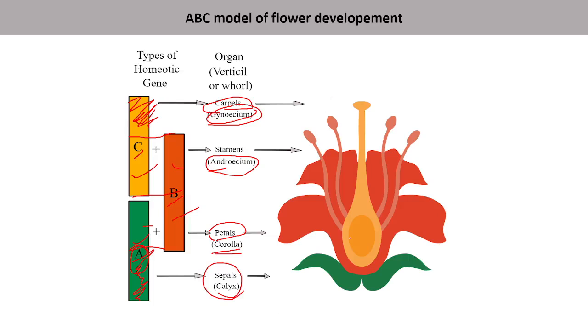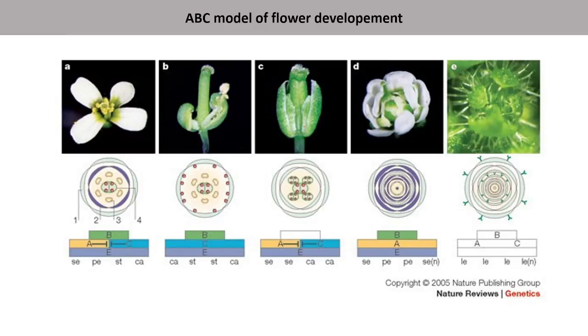There are two more genes which express in this ABC model: one is the D gene and one is the E gene. This is a figure from a paper from Nature Reviews, and we'll try to understand this ABC model with this figure. The D gene expresses only in case of ovule formation. So when the ovule has to be developed in any flower, that is when the D gene will express.